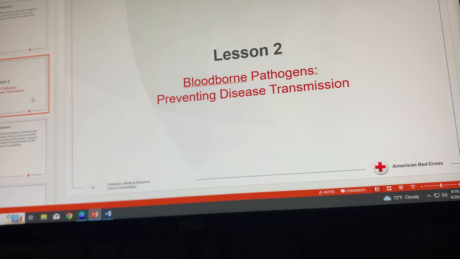This is lesson number 2 of blood-borne pathogens, preventing disease transmission. So first, let's discuss what is a blood-borne pathogen. A blood-borne pathogen is infectious microorganisms that are present in human blood and other potentially infectious materials and can cause disease in humans.